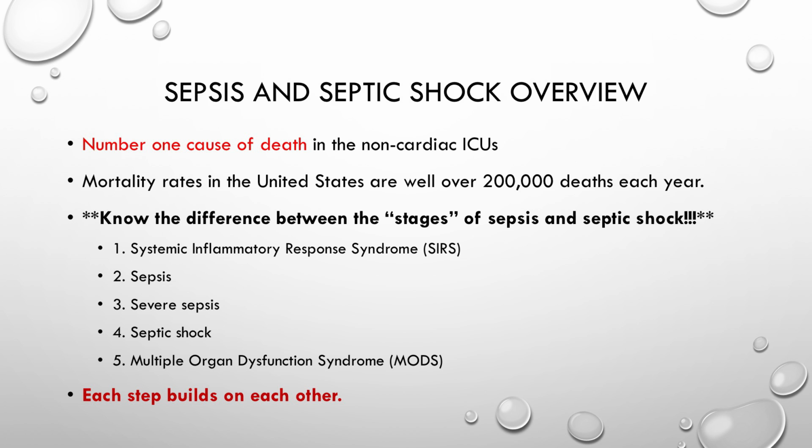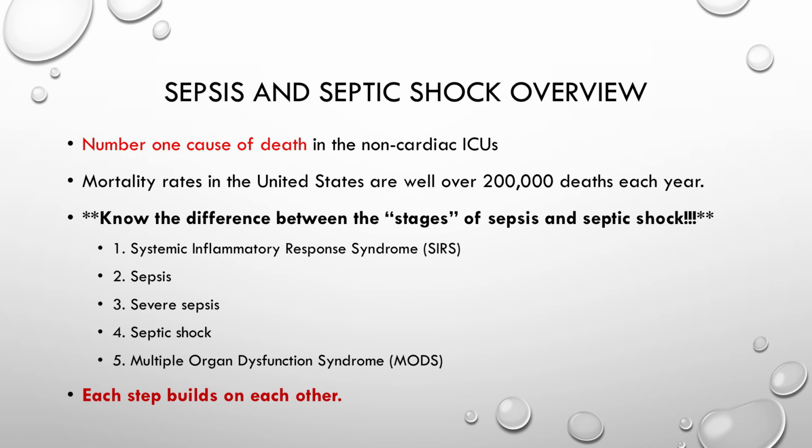First, you have the systemic inflammatory response syndrome, SIRS. Then, further progressing, you're going to move into sepsis, severe sepsis, septic shock, and then multiple organ dysfunction syndrome, MODS. So each step builds on the other; for example, 1 will lead to 2, 2 will lead to 3, 3 will lead to 4, and so on.